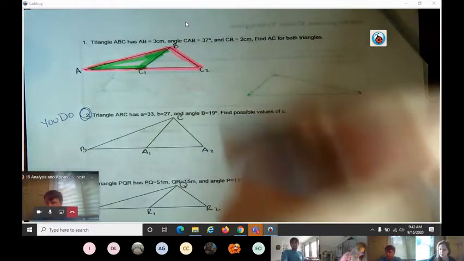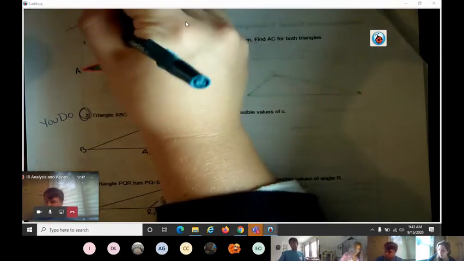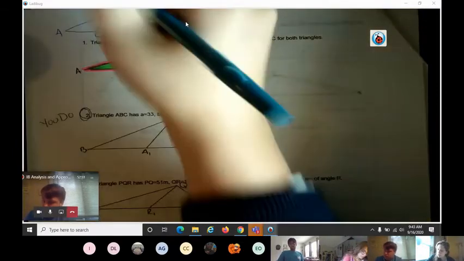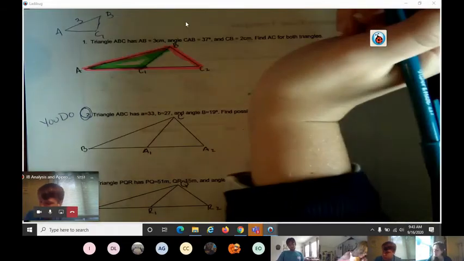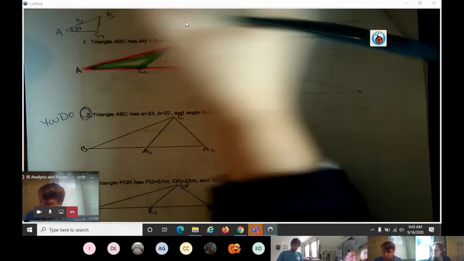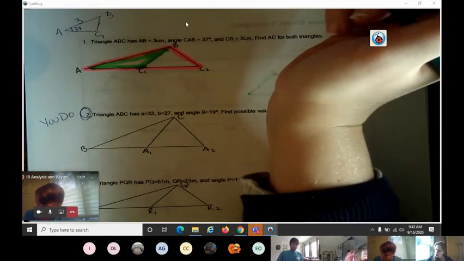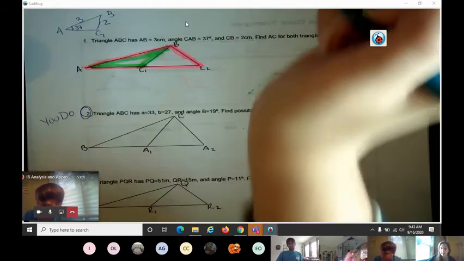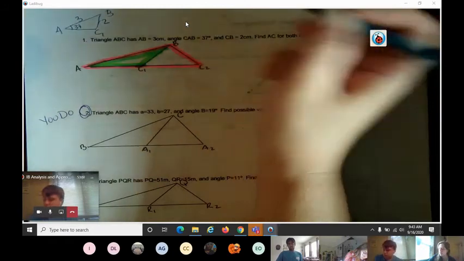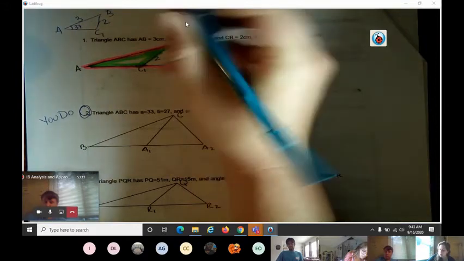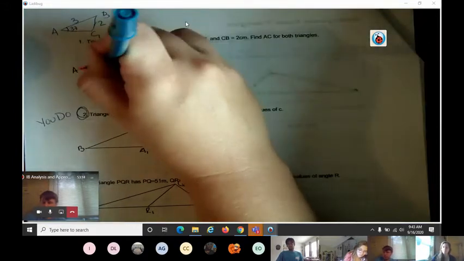Okay, so I'm going to draw them out up here. So I have C1, A, B, and it says that AB is 3, so this is 3. It says CAB is 37, so this angle right here is 37. CB is 2, so this is 2. Find AC for both triangles. Okay, so we're looking for AC1 and AC2. So this is 2, this is 2, this is 3, this is 37.